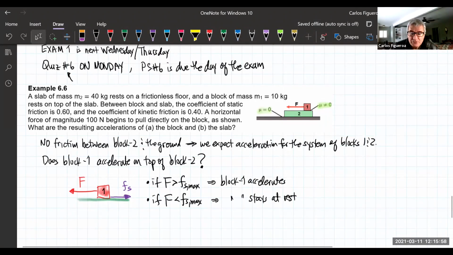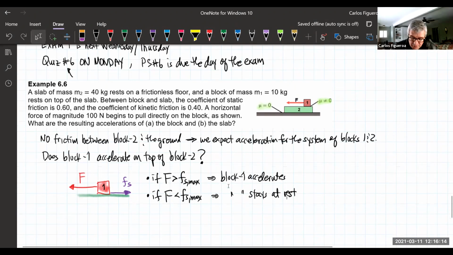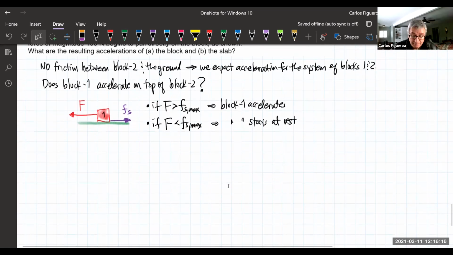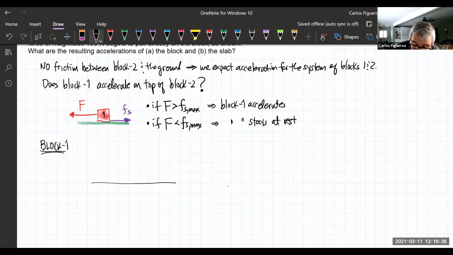So the first thing that I'm going to do here is that we already know that the system 1, 2 must accelerate. So the question is, what about block 1? That's what we want to focus on. So here we go. The first thing I'm going to do is draw my system. So I'm going to focus on block 1. So here I go. I have the ground, right? And on top of the ground here, I got a block. Here's my block or my slab.